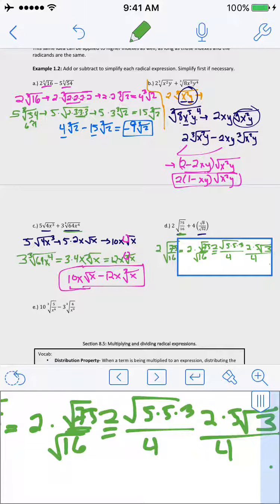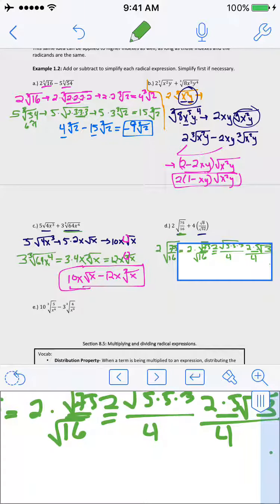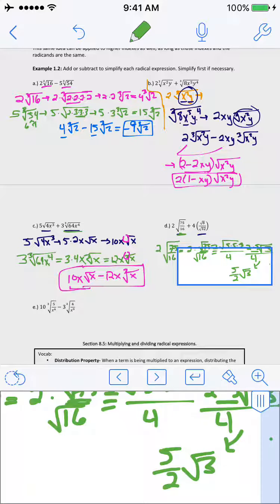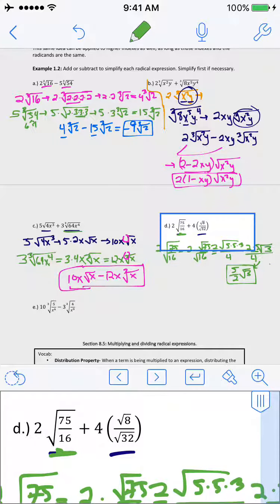Alrighty, so now I have this guy, right? And I can simplify just a little bit to 10 over 4, and I can reduce that part of the fraction to 5 over 2 root 3. Alrighty, let's try the other one now.